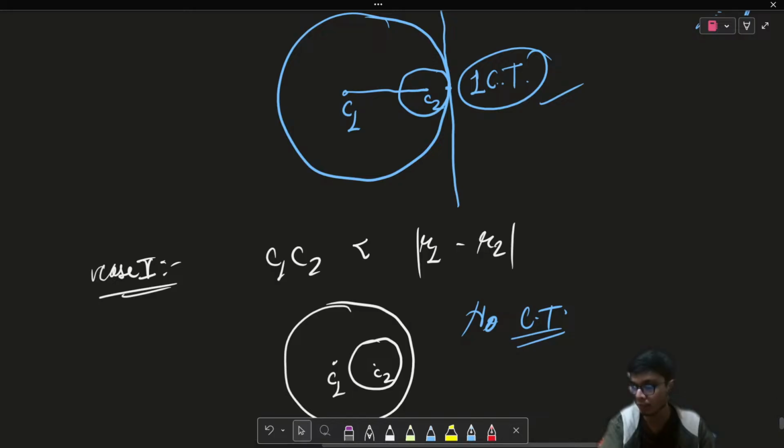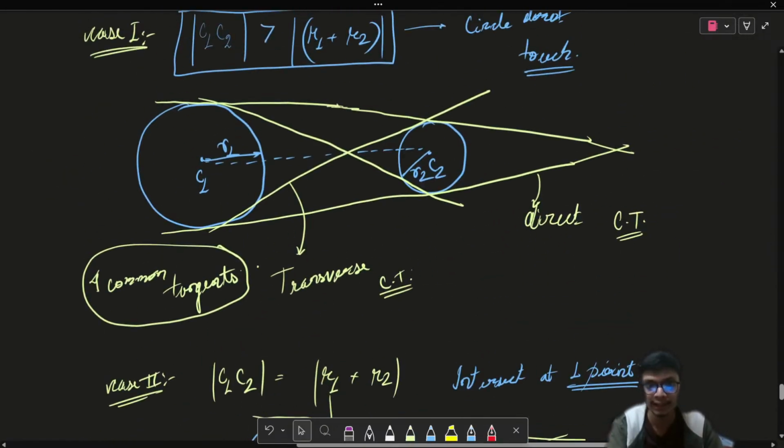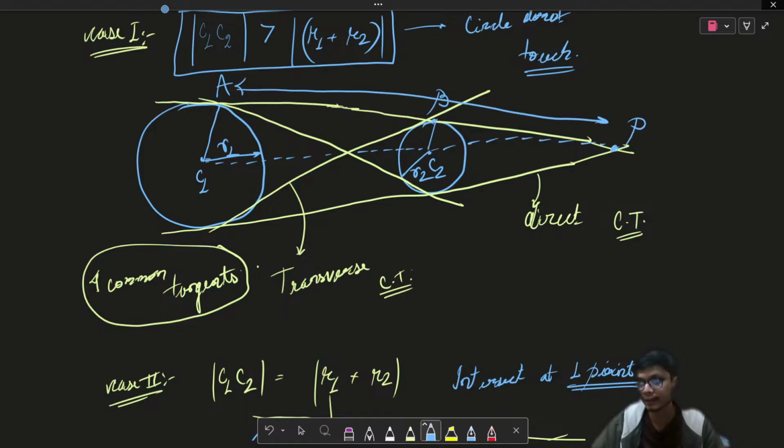So these are all 5 cases that you need to keep in mind while we solve questions, right? Now, the most important type of question that can be asked here is to find the length of the common tangents. For example, in this particular case, let us say this point is A, this point is B, and this point is P. We might be asked to find this particular length, or this other length, or maybe only the AB length. These kinds of questions can be asked.